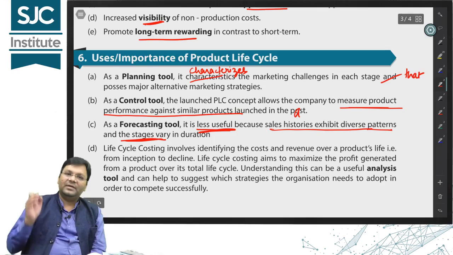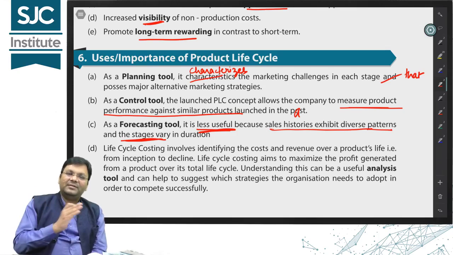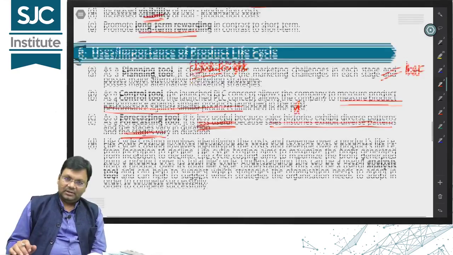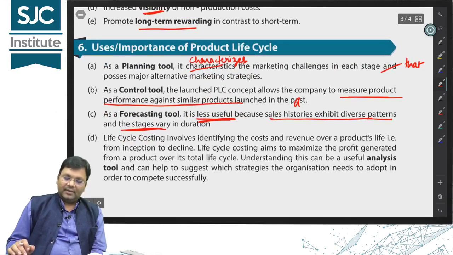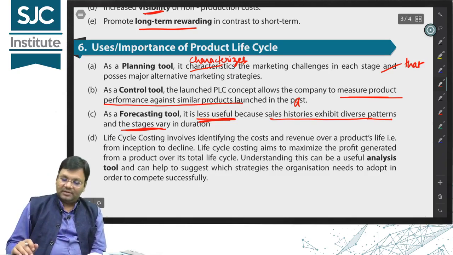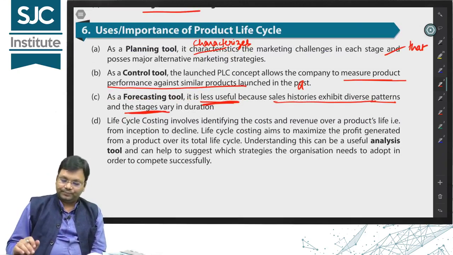Like you cannot have equal periods of each stage. Sometimes introduction lasts very long, sometimes very short. Some products can have just a life cycle of 1 year. It may happen. Life cycle of 1 year, and in that 1 year they have skimmed. It may be possible. They have reduced the price from very high to very low.